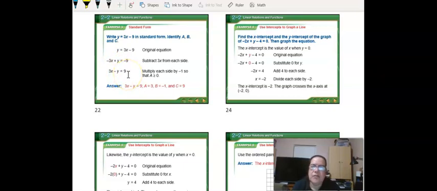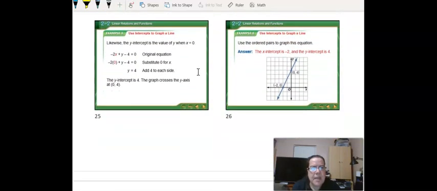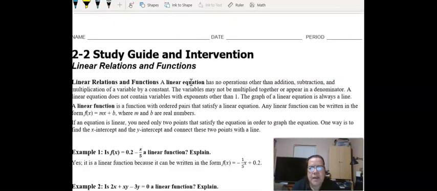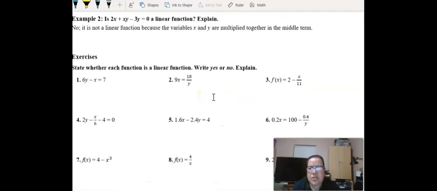So moving from one form to the other is pretty simple. We'll do some examples also as we go along. And so here you have more explanation of the intercepts and how to find them. All right, so in your study guide and intervention part of the packet, you'll see some questions that you can work on that will help you solve some of these questions having to do with functions and so on and so forth.